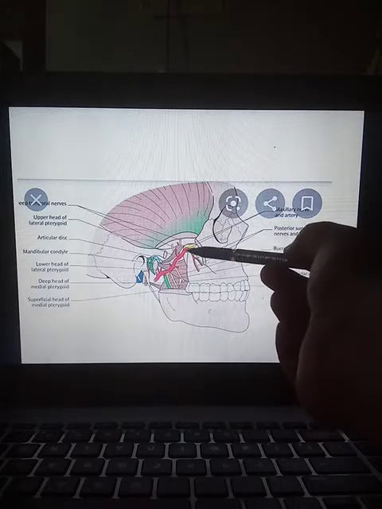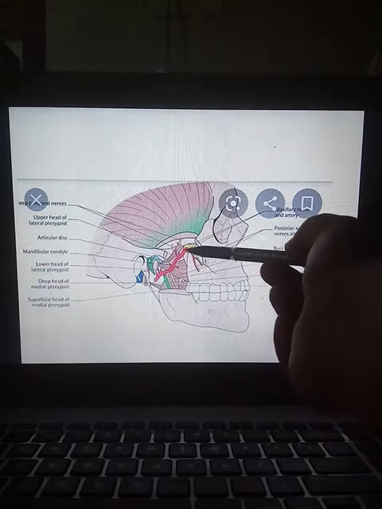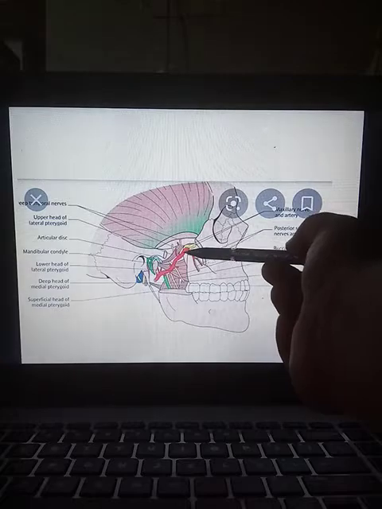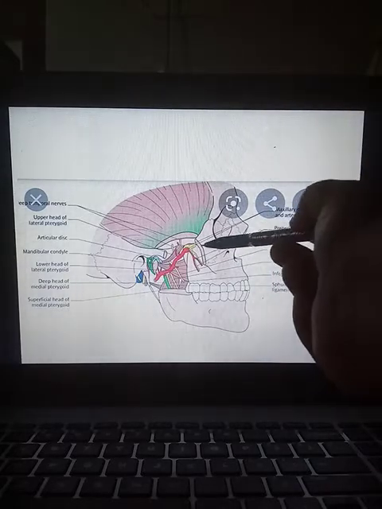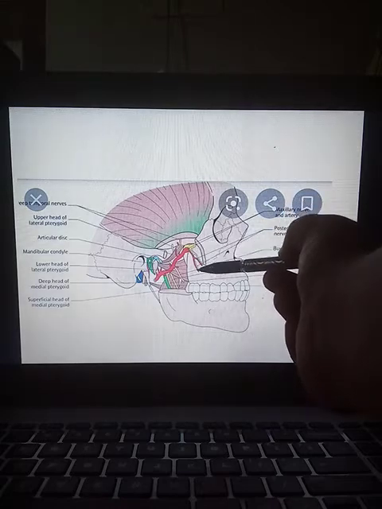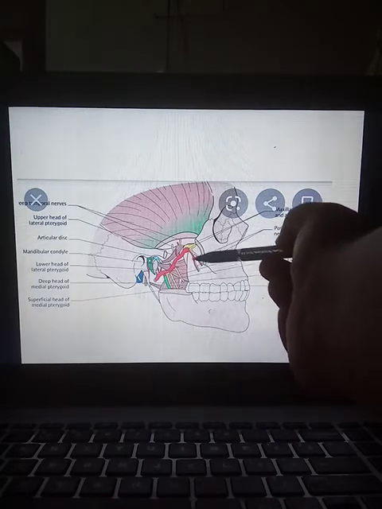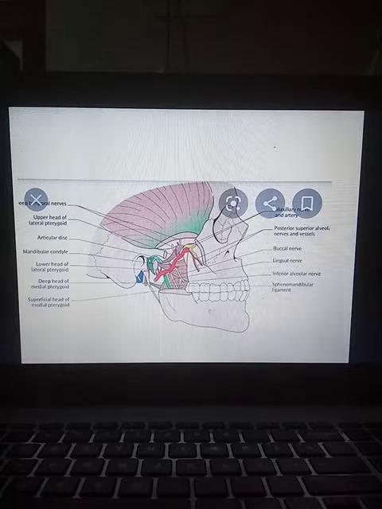This is your maxillary artery. This is your maxillary nerve and the maxillary artery. What else? You will be having the posterior superior alveolar vessels from the maxillary artery. This is the branch of the maxillary artery itself and the accompanying veins. So what are the contents of your infratemporal fossa?